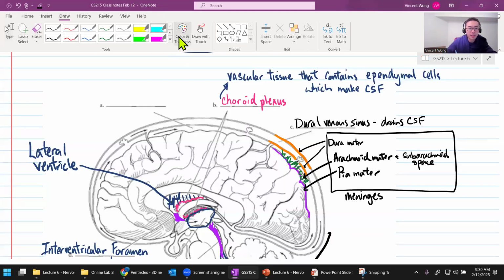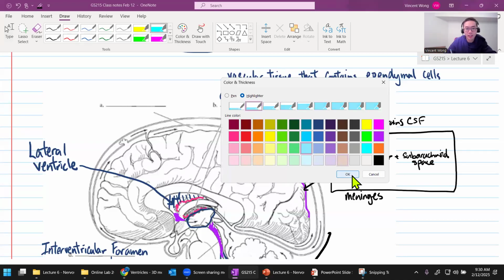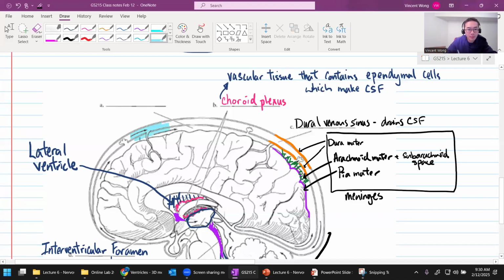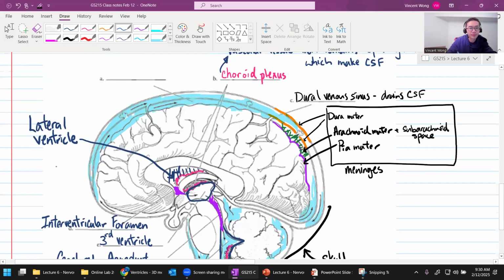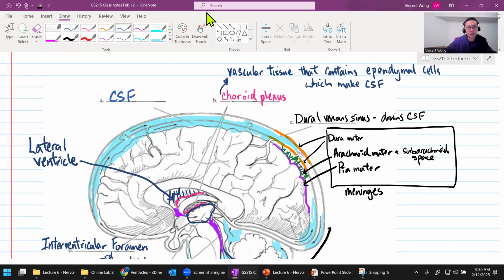So when you have time and you're looking for something leisurely to do, you can fill up all this space. Whenever you see an arrow, you just color it with blue, a blue highlighter or something like that. I'm not gonna do it for the whole thing. Whenever you see the arrow, you just color it. So on and so forth. Okay, so that is the cerebrospinal fluid. Cerebrospinal fluid.